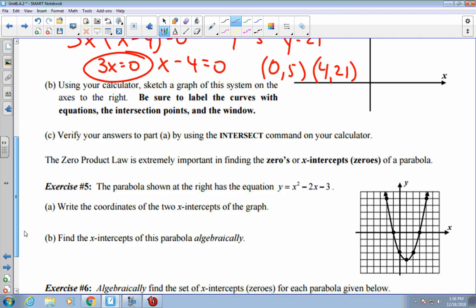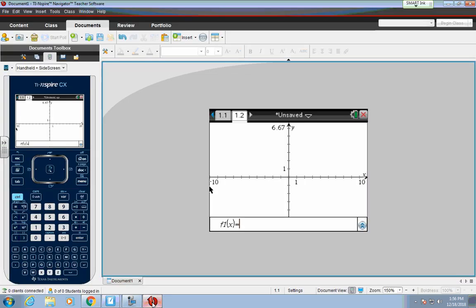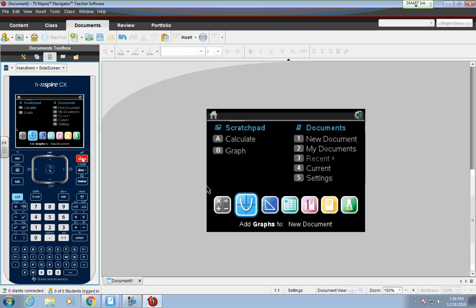Using your calculator, sketch a graph of the system on the axis to the right. Be sure to label the curves with the equation, the intersection points, and window. Verify. Okay, I'm just reading what he has here. You can watch, because you go to the graph.